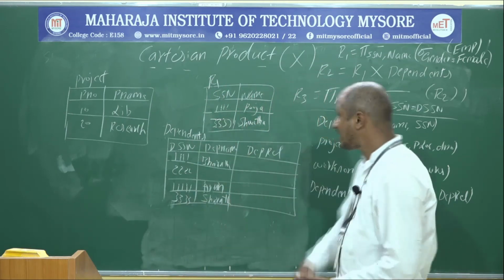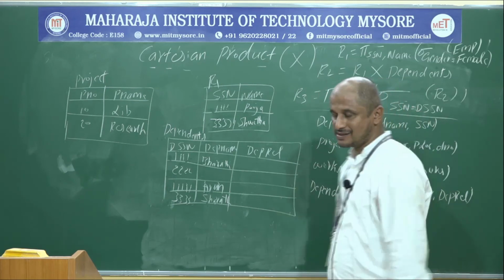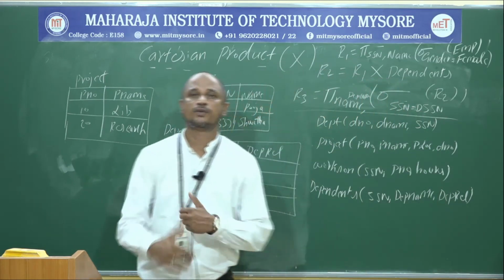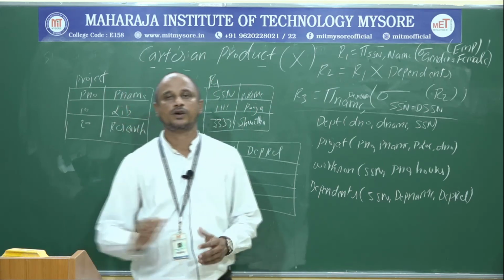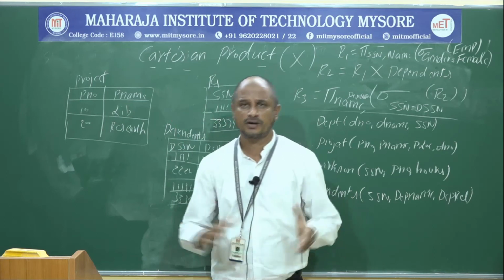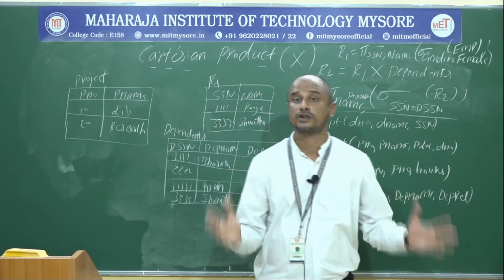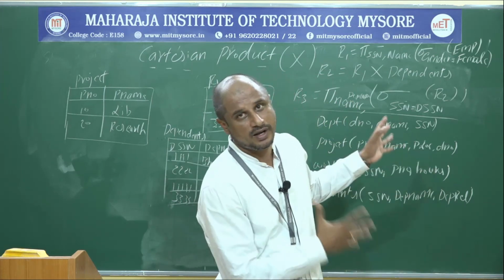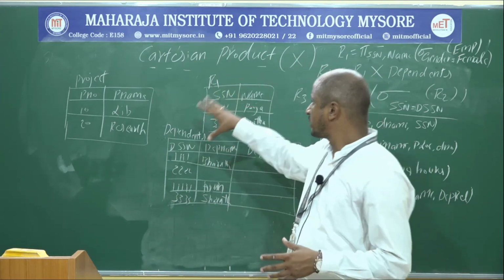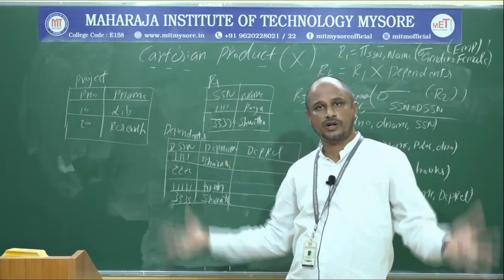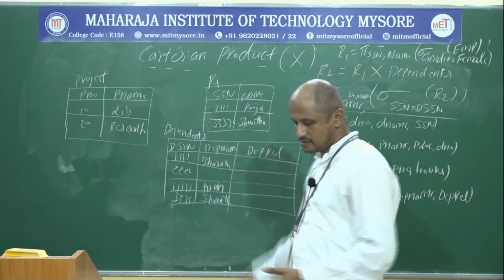Okay, by matching SSN with DSSN. So this is how the Cartesian product works. Very simple. We started with the union, I showed intersect, I showed how the minus works with a fantastic company database example. For the Cartesian product, we took two tables, project and department, and did the multiplication. I showed it out, then went on to the company database.